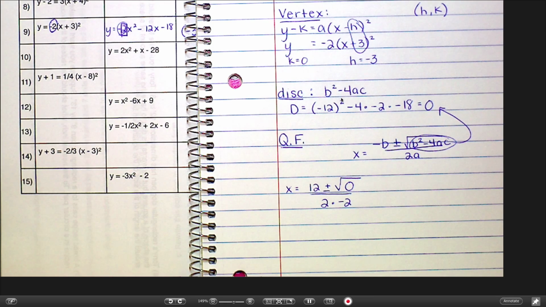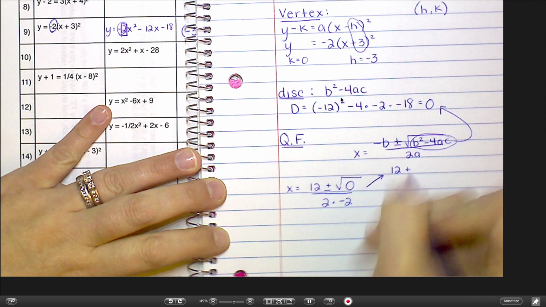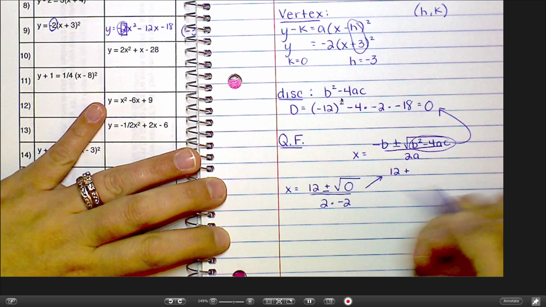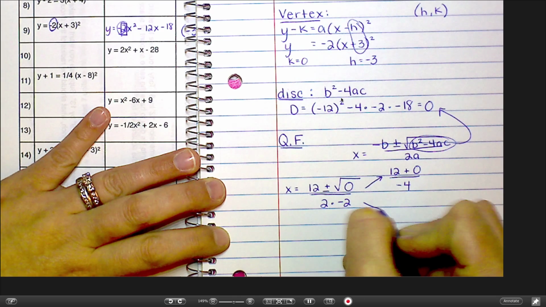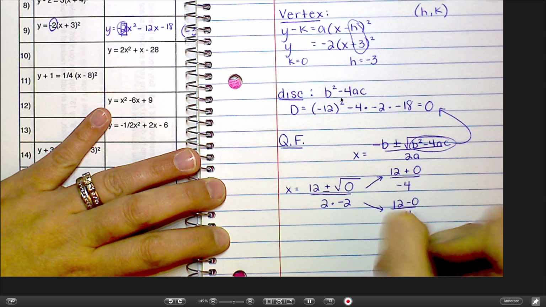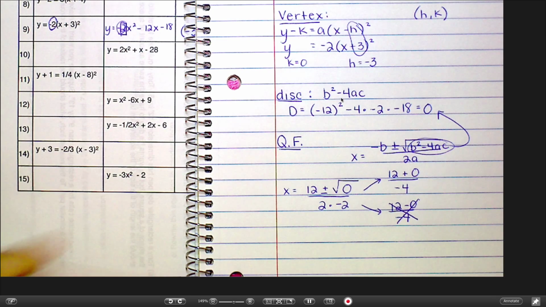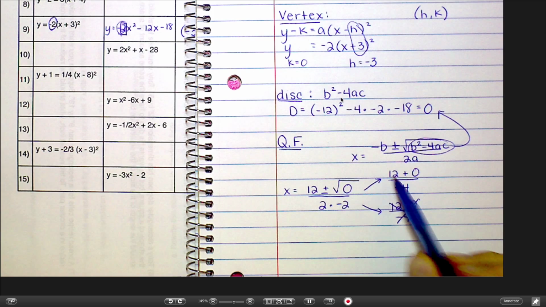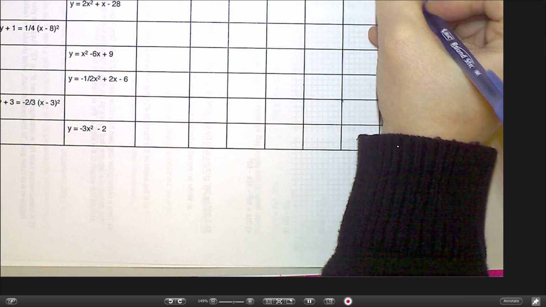Well, normally at this point we would split, and we would do 12 plus this. What is the square root of 0? 0. So we would do 12 plus 0 over negative 4, and 12 minus 0. But 12 plus 0 and 12 minus 0 are the same thing, so we don't really have to do the second one in this case. A lot of the times you do have to. We don't even have to add 0. It's just 12 over negative 4, which is negative 3. So your x-intercept is at negative 3.